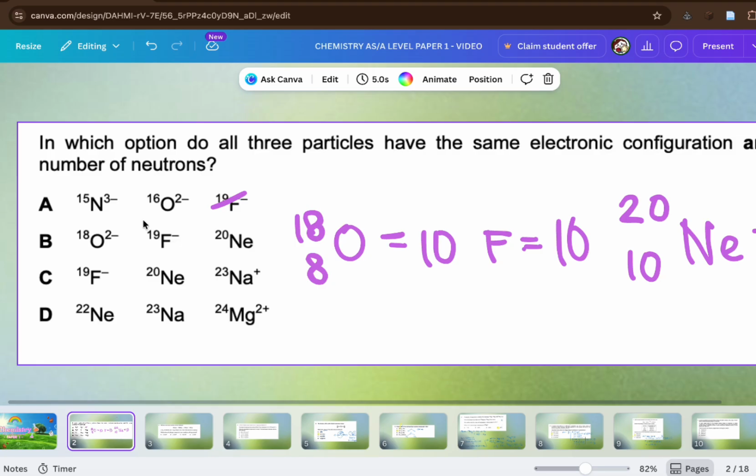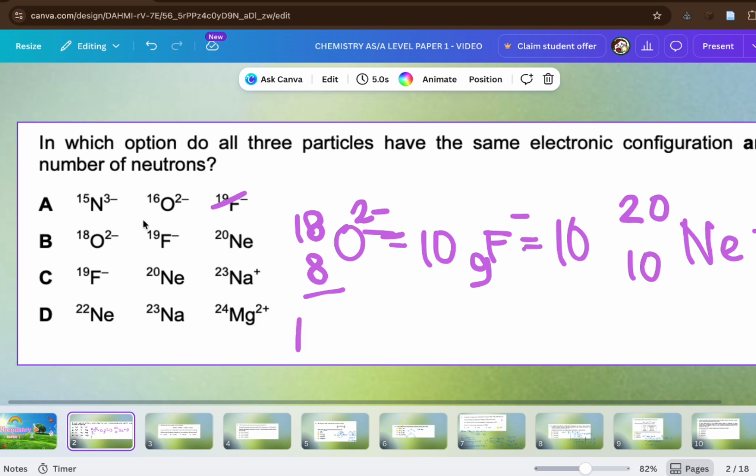For electronic configuration, before we do that, we have to see which atom has a charge. See oxygen here. It has a negative charge of 2, while fluorine has 1. Now we have to find the electronic configuration. For electronic configuration, we just have to know the amount of electrons it has. Oxygen has an amount of electrons of 8. However, because it is negatively charged with 2, we have to add 8 with 2, which results in 10.